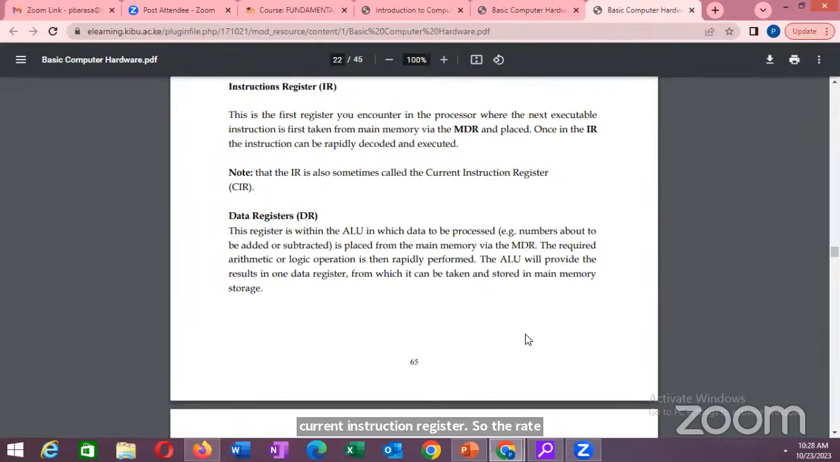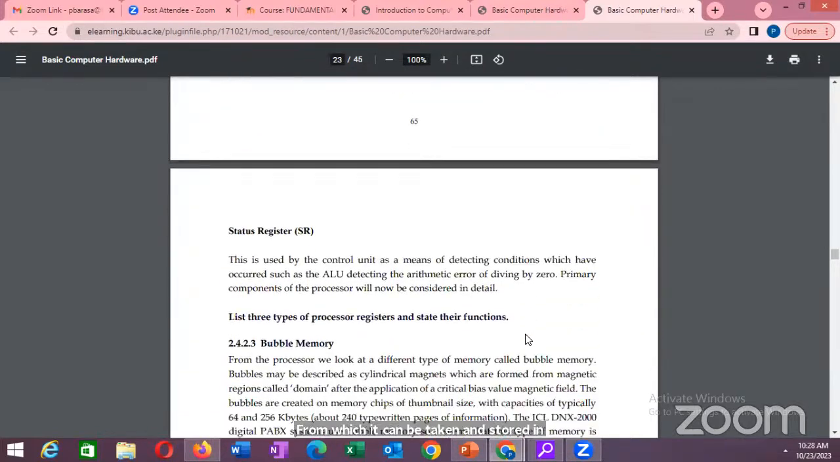Then we have the data register, the register within the ALU in which data to be processed is placed from the main memory via the MDR, the memory data register. The required arithmetic or logic operation is then rapidly performed. The ALU will provide the results in a data register from which it can be taken and stored in main storage. Status register: this is used by the control unit as a means of detecting conditions which have occurred, such as the ALU detecting the arithmetic error of dividing by 0.